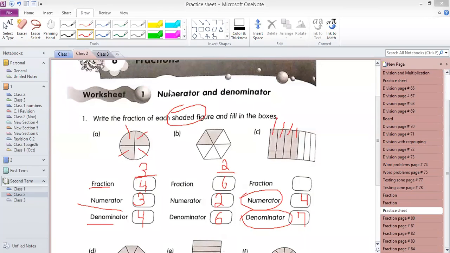Can you tell me how to write a fraction? 7, slash, 4. No. 4 up. Okay. Then 7. Right? Absolutely right. Okay. Now, guys, you have to answer me the fraction.